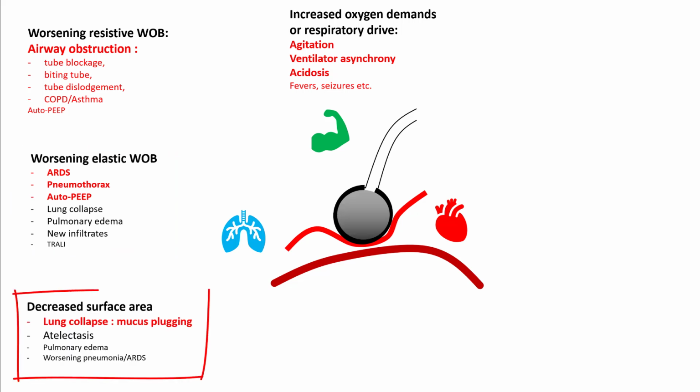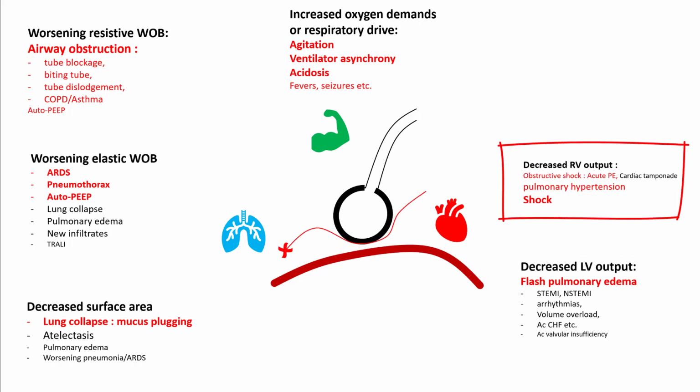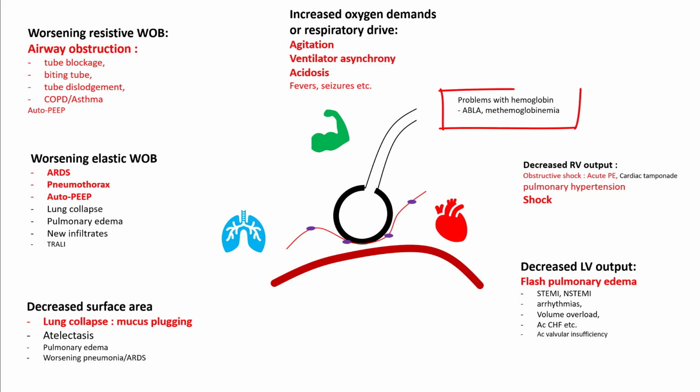You can have decreased surface area, for example, mucus plugging and resultant lung collapse and atelectasis. You can have worsening pneumonia or ARDS. A fall in the LV output causes flash pulmonary edema and can worsen the hypoxemia, and it can be seen in acute coronary syndromes, arrhythmias, volume overload, etc. A decrease in the RV output can also result in hypoxemia, which is seen in acute PE, pulmonary hypertension, and any shock state. Less important causes would be acute blood loss anemia and methemoglobinemia.